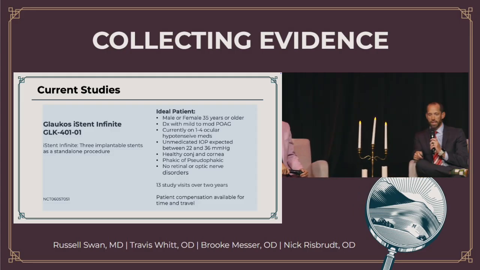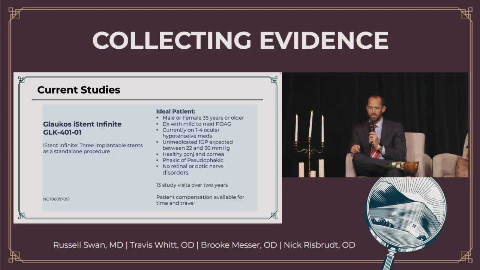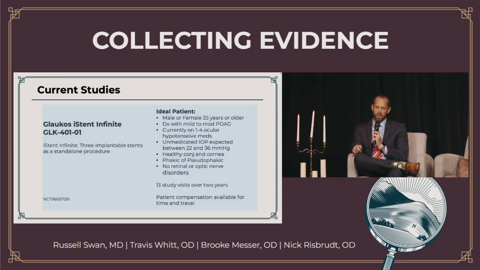The glaucoma Infinite study, I think is it coming to a close? Is it officially closed? Close, not officially closed yet. So the iStent Infinite, this is for a standalone procedure, either on phakic or pseudophakic patients. It's currently FDA approved for severe glaucoma. Obviously, our intention is to try to tackle glaucoma before it gets to that point. We use iStents in combination with cataract surgery for mild to moderate glaucoma as well. And so this study is designed to expand the label to include mild to moderate glaucoma.